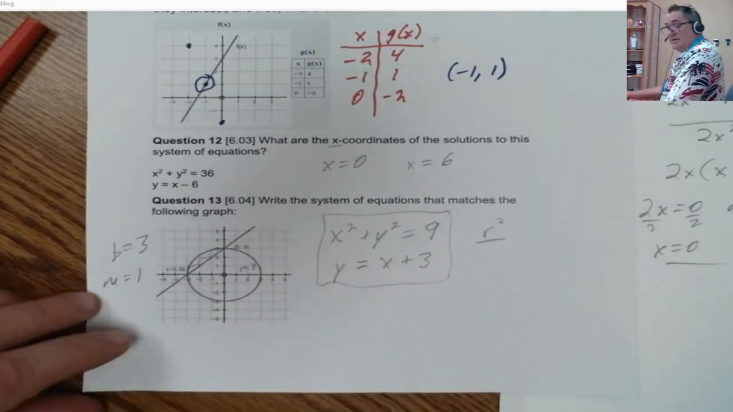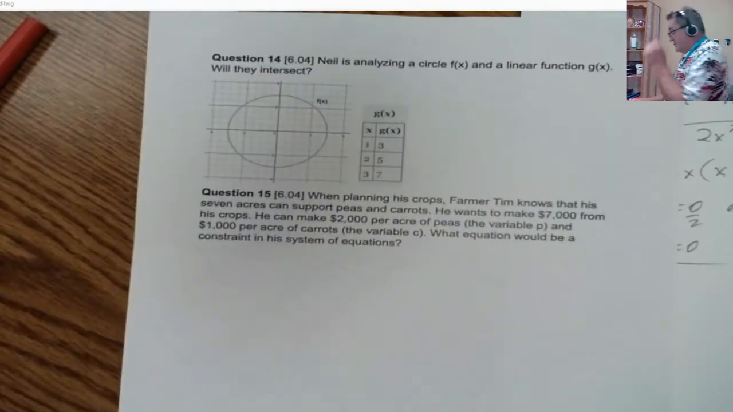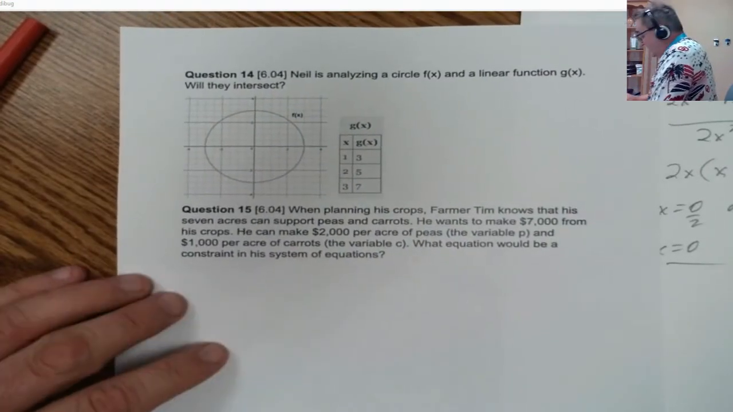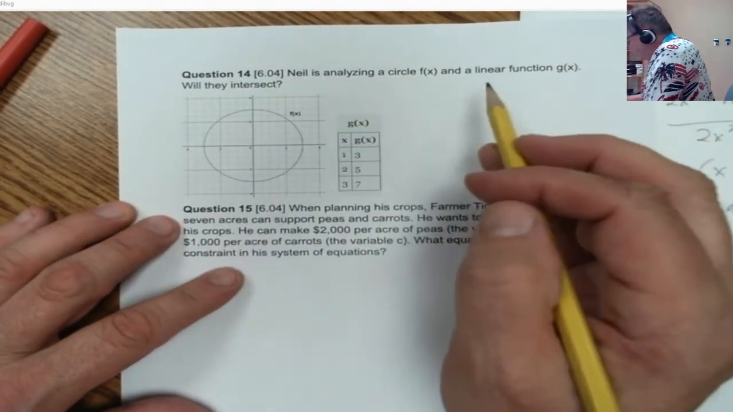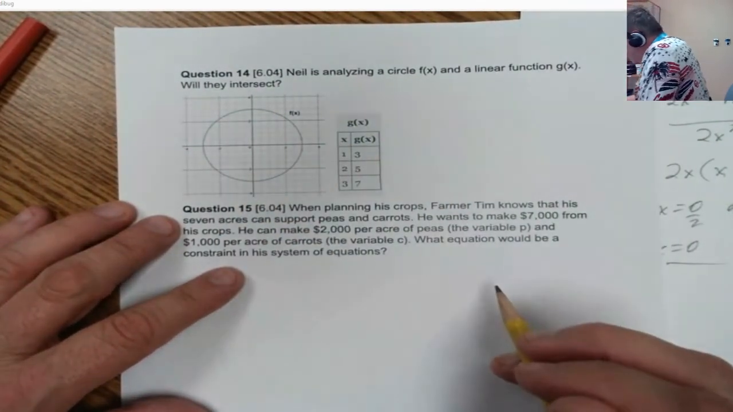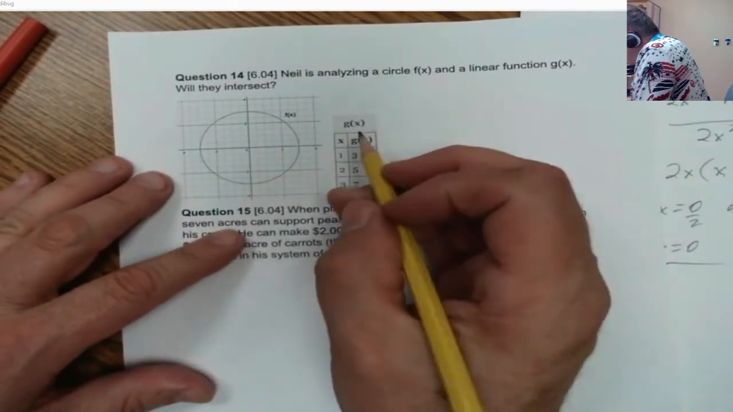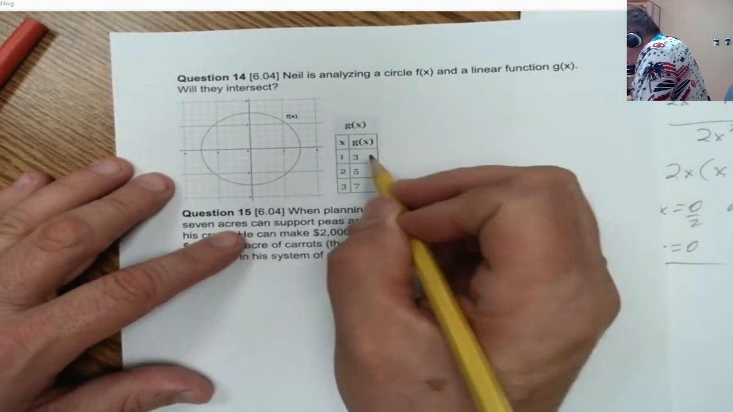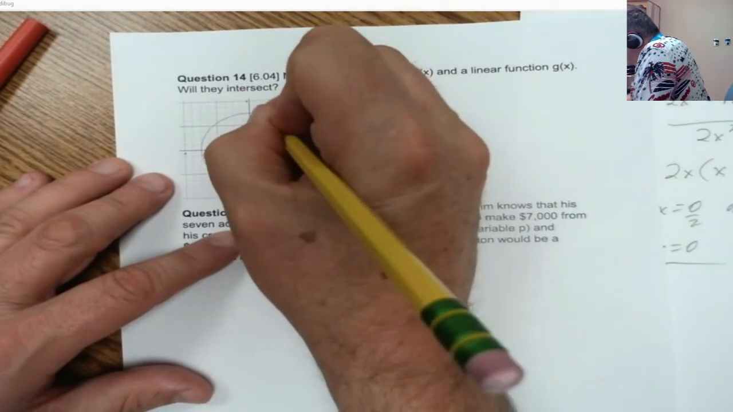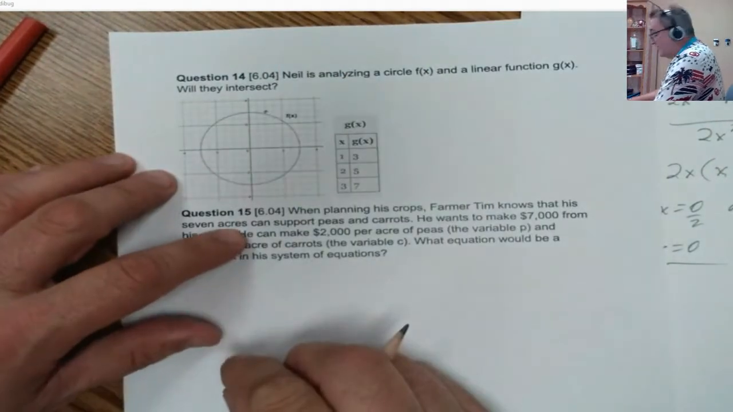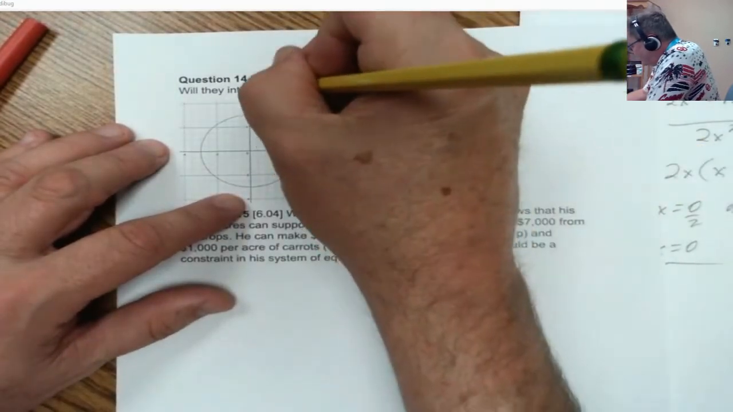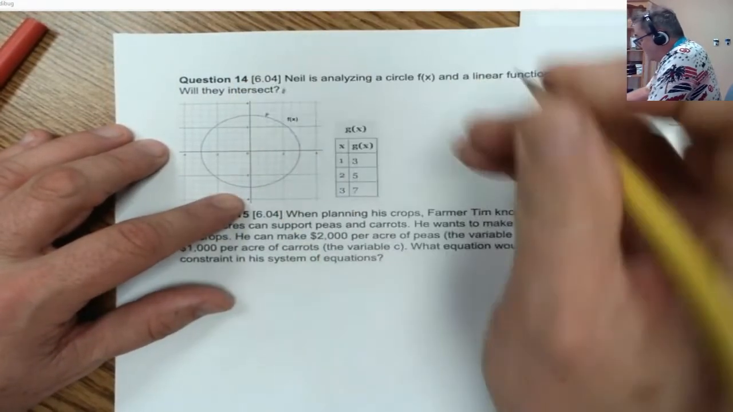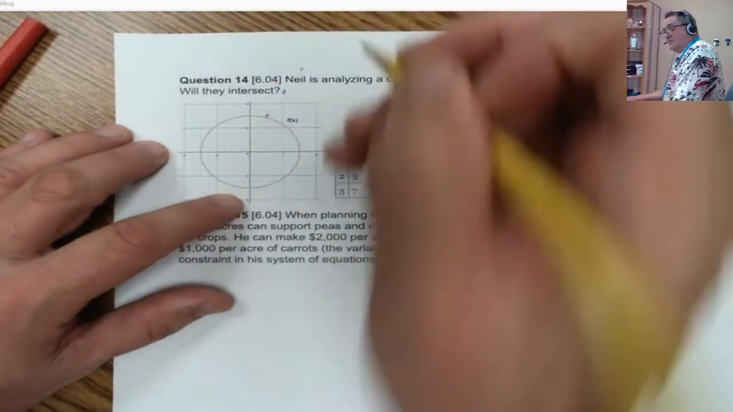Okay, we're down to our last two problems. Neil is analyzing a circle right here and a linear function. Will they intersect? Well, let's look at the points. 1, which would be right there, 3. Okay, there's one of the points. It's just outside the circle. Where's the second one going? 2, 5. That's going to be up here. And then 3, 7 is going to be even higher. Will they intersect? It doesn't even ask us where. It just says, will they?